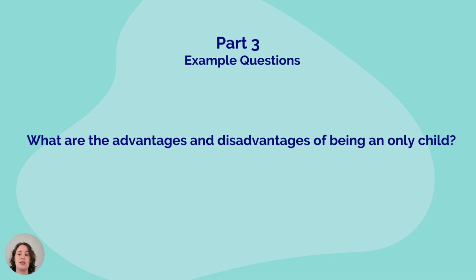Let's take a look at another question. The question is, what are the advantages and disadvantages of being an only child? What different grammar structures do you think about when you see this question?